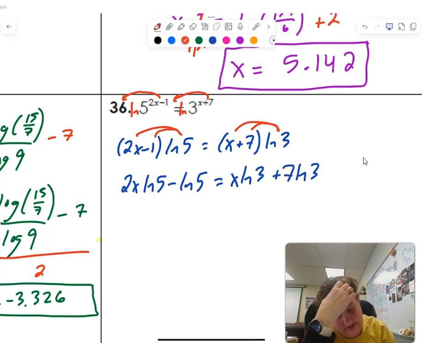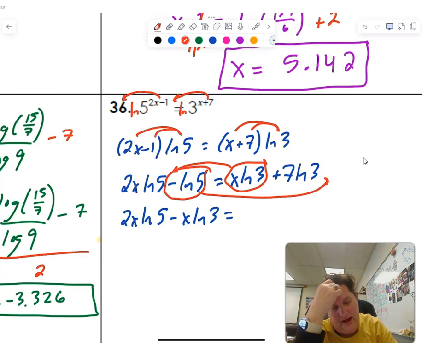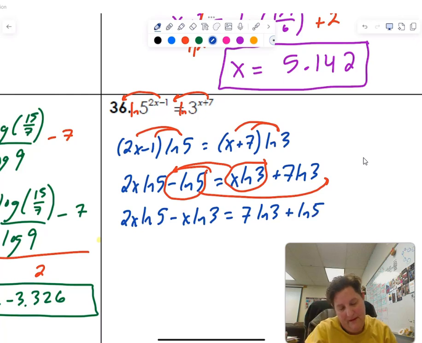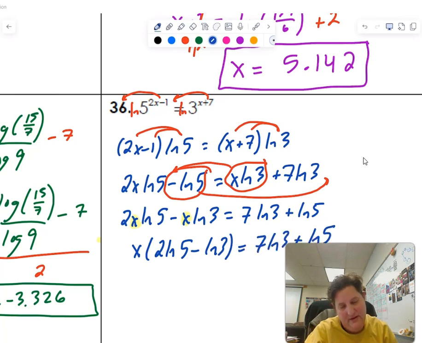Okay, I get the x's on the same side. So actually, how am I going to do this? I'm going to take this one over and hit minus. So 2x ln 5 minus x ln 3. And I'm going to take this one over and put plus 7 ln 3 plus ln 5. Okay, I'm going to factor out an x. So from here and here, I'll take an x out. So I have 2 ln 5 minus ln 3 equals 7 ln 3 plus ln 5. And then I divide this whole thing over.